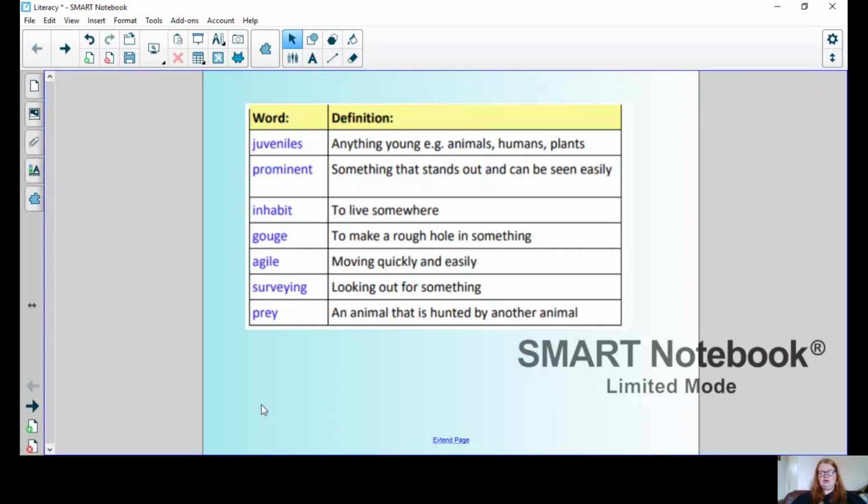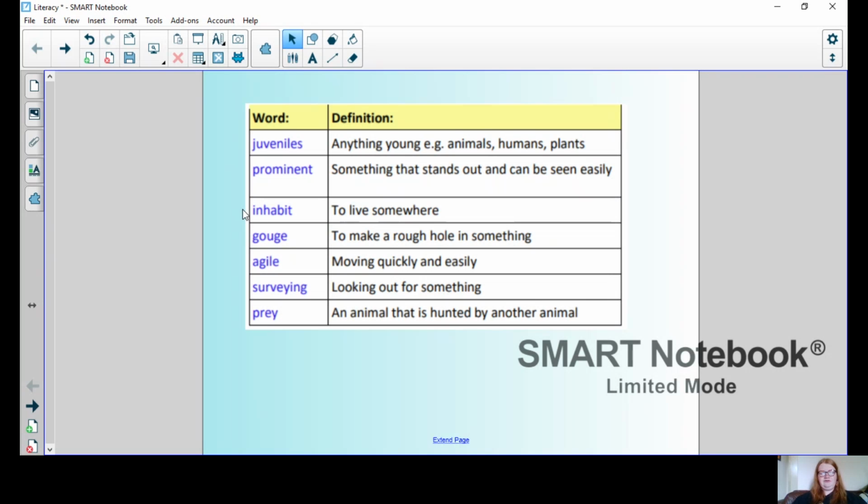So hopefully now on your screen you can see a list of words from the model text and their definitions. So I'm going to quickly run through those. So juveniles is anything young, for example, animals, humans or plants. Hopefully you'll remember this word juveniles from when we wrote our information text about Cyclops before Christmas. We've got the word prominent, which means something that stands out and can be seen easily.